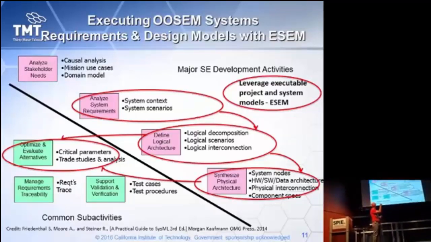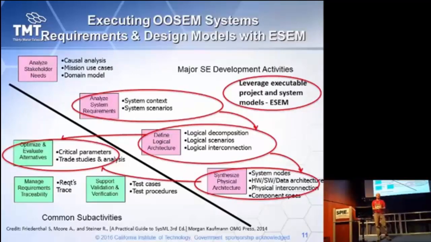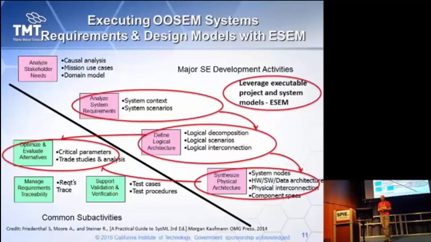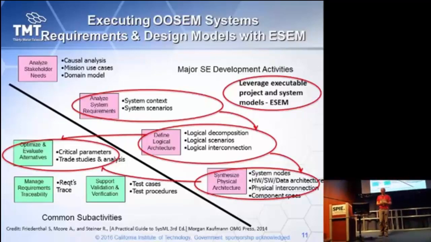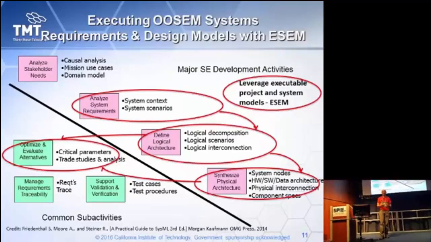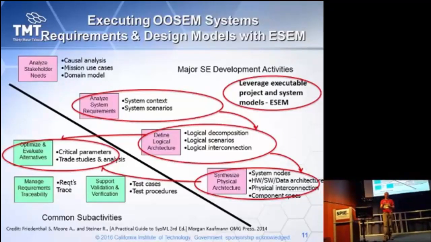You start with analyzing stakeholder needs. You analyze the system requirements with some artifacts of system context, system scenarios. You define a logical architecture, and you synthesize your physical architecture, and you do some trades in between. Wherever you see the red circles, we leverage this object-oriented method with executability, which means we're using executable models with well-defined semantics, so we can have better analysis of the design itself with respect to its requirements, and I will show how that works.